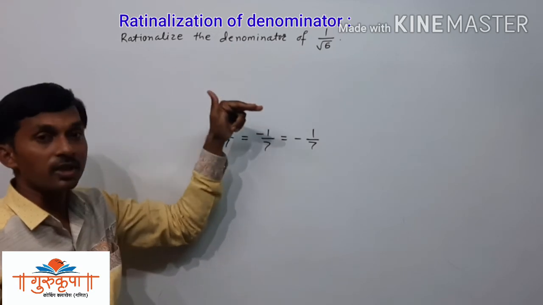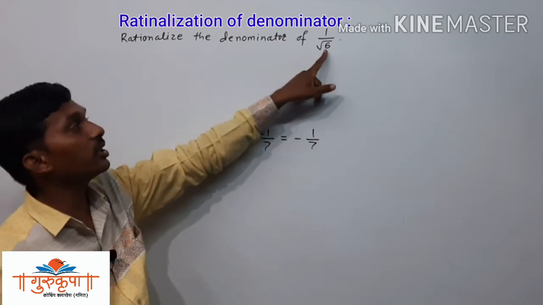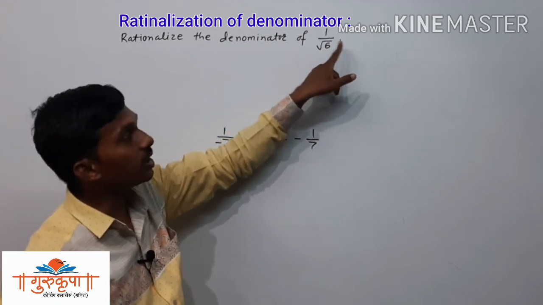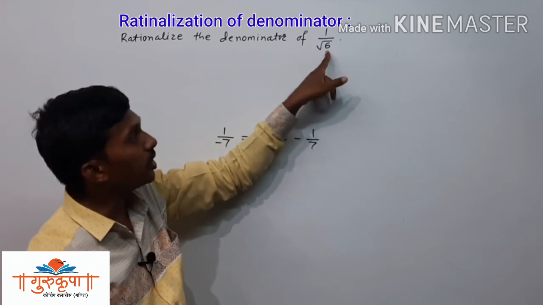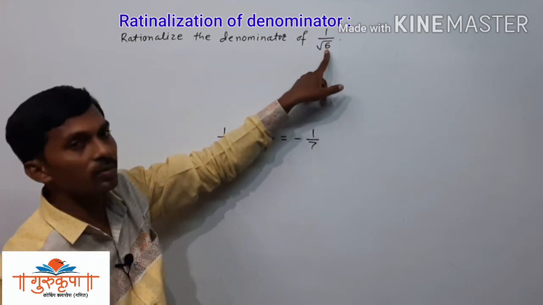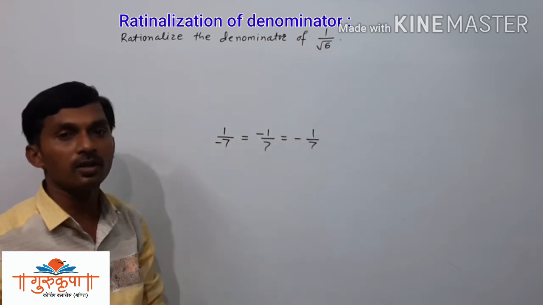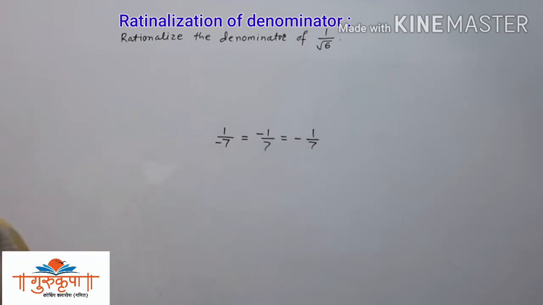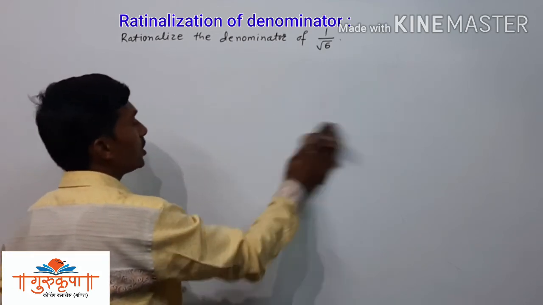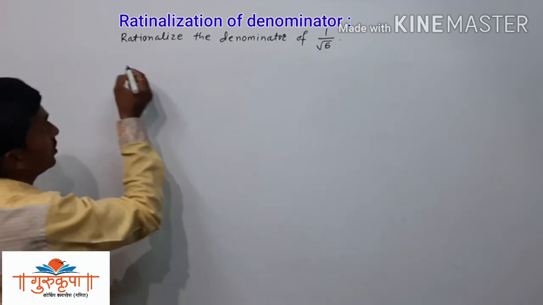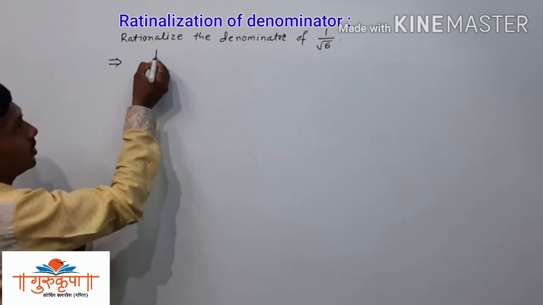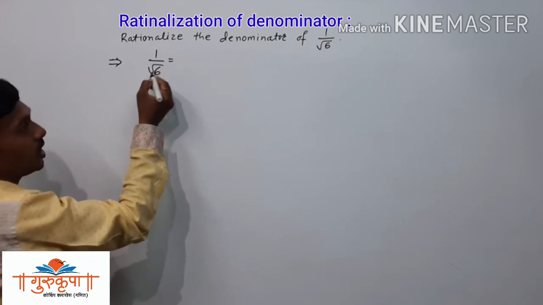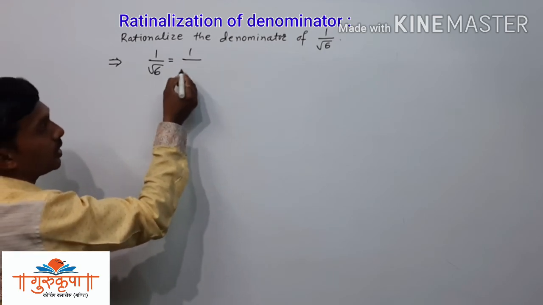Before this, let's study the rationalization of surds. Here we have to get the rationalizing factor of √6 and multiply √6 by √6, so it will be converted into rational. Here it is an irrational number, and we know how to convert that irrational denominator into rational. So here we can write 1/√6 as it is, and now this denominator is irrational, so we have to make it rational.